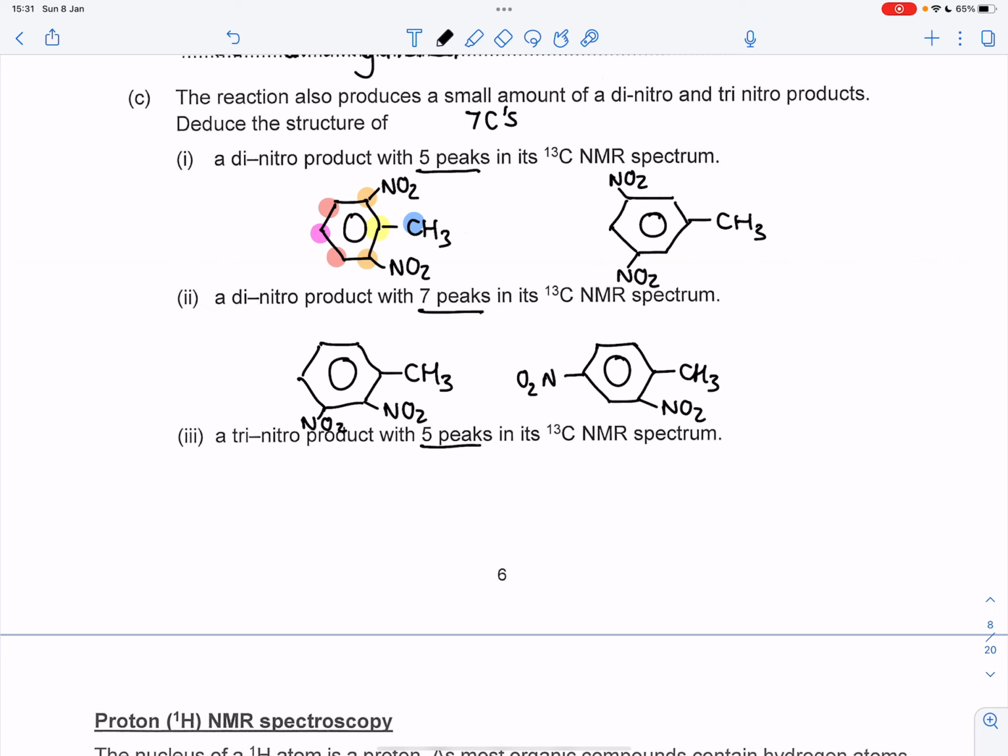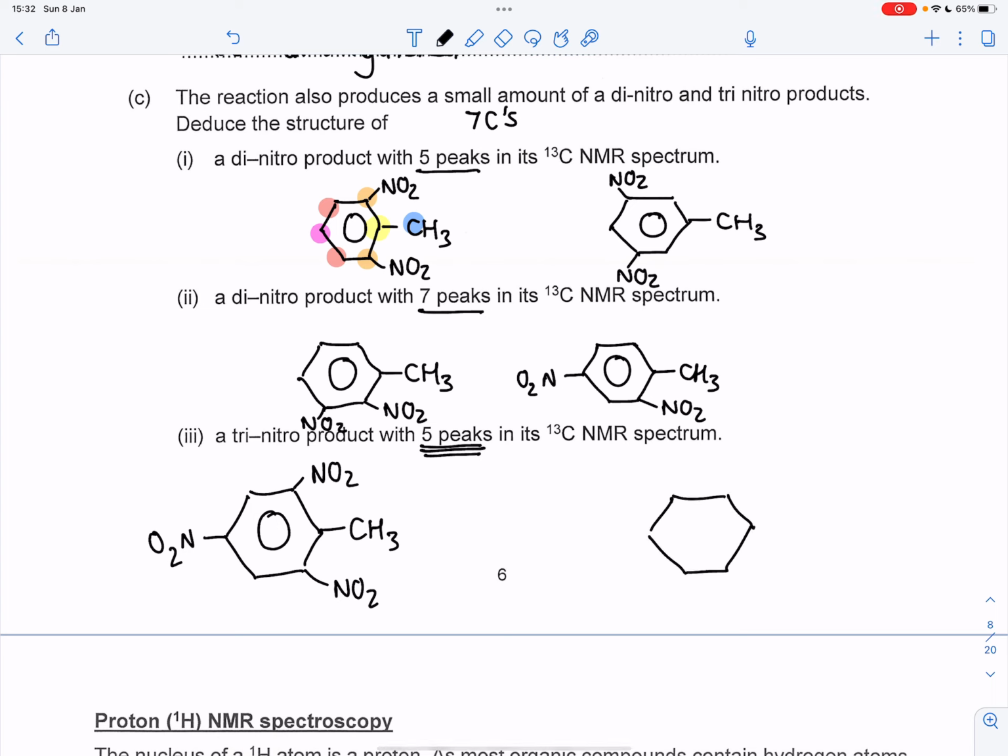If we want the trinitro, 3 NO2s, but to have 5 peaks, we need the same thing. We need it to be symmetrical around the methyl group. So we've got our methyl group. We could go 2, 4, 6. That would be symmetrical. There's one other way to be symmetrical. We could go 3, 4, 5. So we could go here, here, here, and we would be symmetrical as well. 2, 4, 6, much more likely than 3, 4, 5 though.